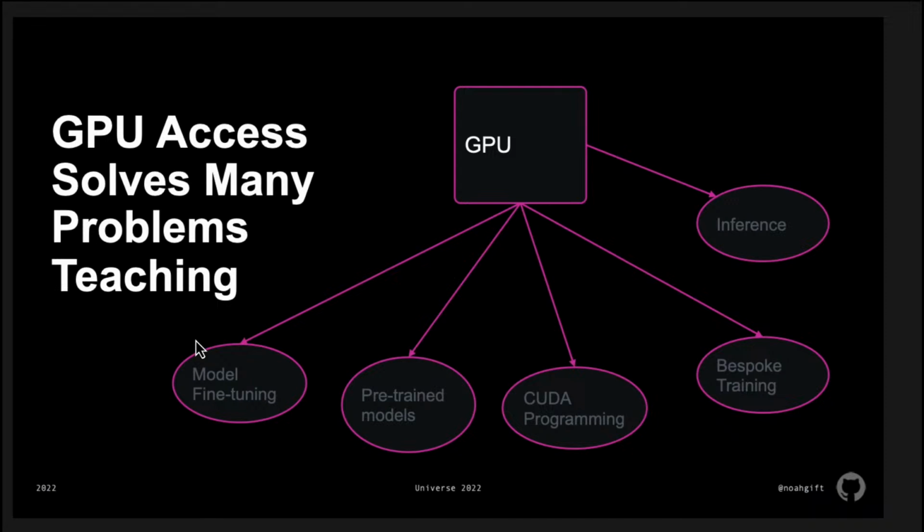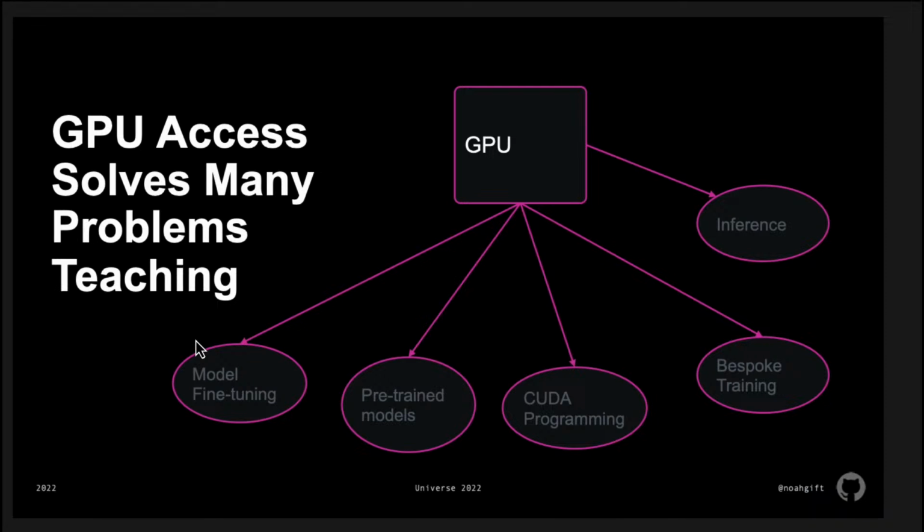which I think many people are interested in doing for large language model development. Hugging Face is a great example. Dolly from Databricks. You can also use pre-trained models and test things like summarization. You can do CUDA programming, right? You can drop down and start doing GPU programming yourself. You can do bespoke training.